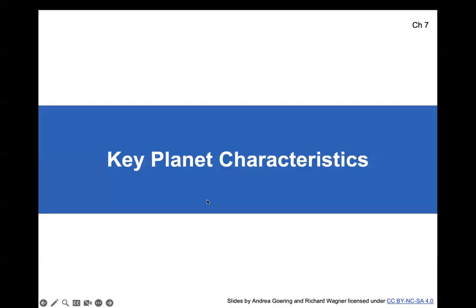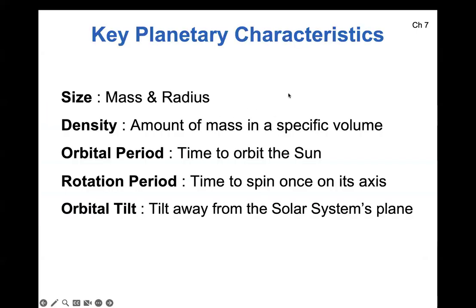All right, so let's describe some key characteristics. And here we're really just defining terms. Okay, so in this part of the lecture, let's make sure we are all on the same page for some concepts, namely the ones listed here: size, density, orbital period, rotational period, orbital tilt.